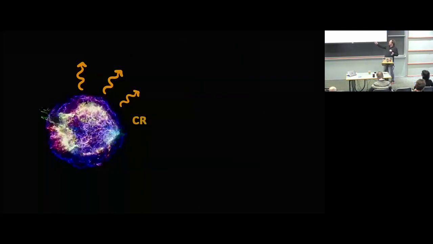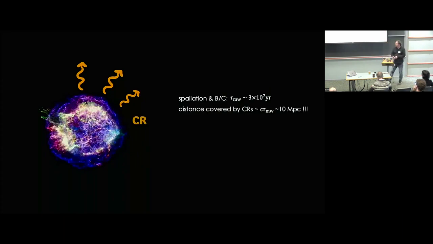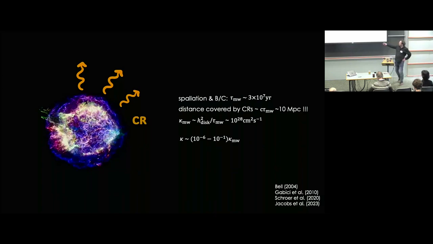When they are produced by some Fermi-like process, they eventually escape and begin to propagate, and spend quite some time in the galaxy, something on the order of 30 million years, during which they cover about 10 megaparsecs by zigzagging through the galaxy. And you can use this to compute some baseline number for the diffusion coefficient, which is 10^28 centimeters squared per second. And in the supernova proper, this is significantly suppressed by various non-resonant instabilities, such as the Bell instability.